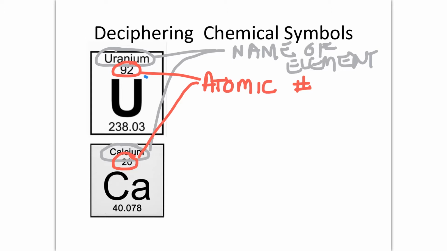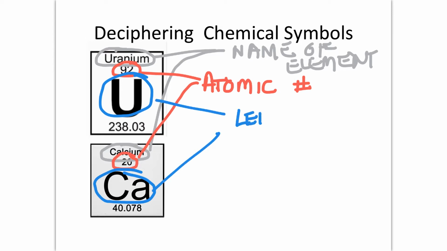The third thing we're going to circle is the big letter or letters on the tile, and we're going to call that the letter symbol. Each element has a different set of letter or letters associated with the name. So for example, here we have uranium. The symbol for uranium is always going to be U. The symbol for calcium is always Ca. Now notice that uranium has 1 letter and calcium has 2 letters. All elements will either have 1 letter associated with it or 2 letters. There is no 3-letter element.